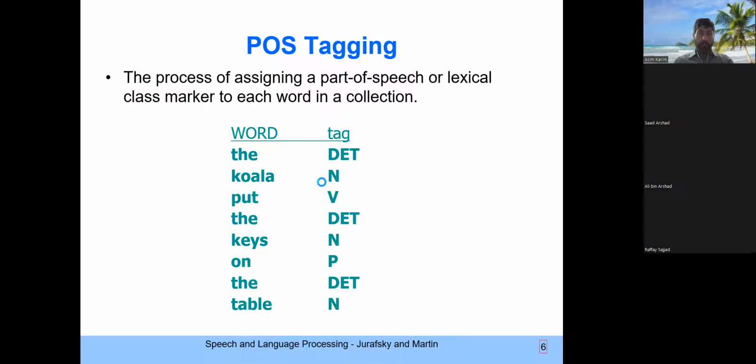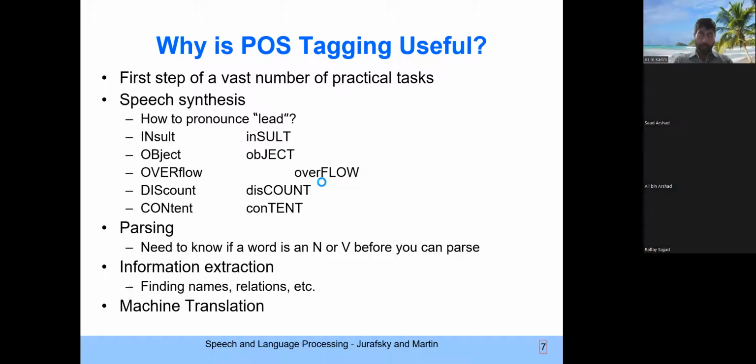So POS tagging, as we said before, is the process of assigning an appropriate tag to each word in running text from the set of possible tags. POS tagging has numerous applications. It's often a basic step that is done in many tasks.